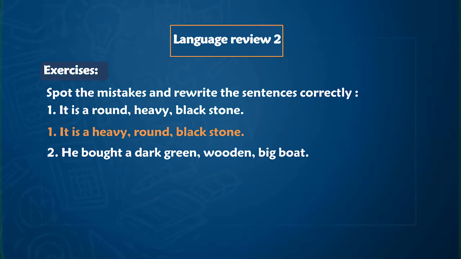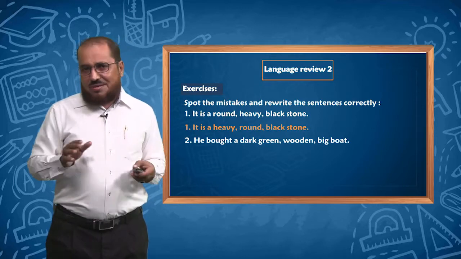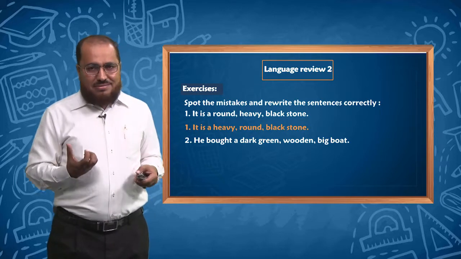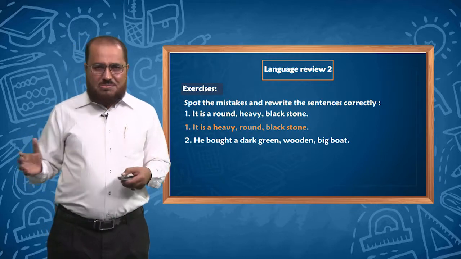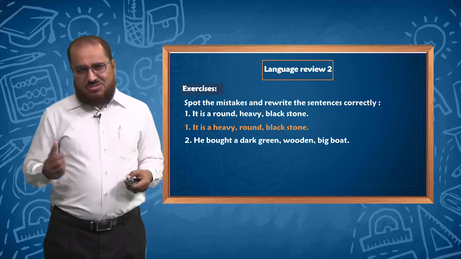He bought a dark green wooden big boat. Boat. The first boat, the pronunciation is the same here, boat. But the first boat is the past of buy. The second boat is the container or the instrument used by the fisherman for fishing fish.